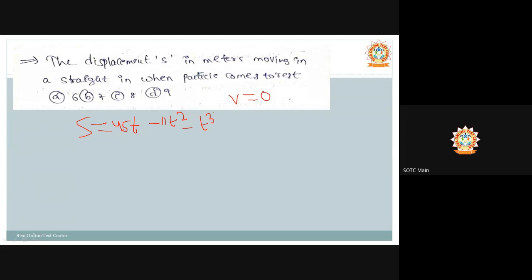So then you will get the answer. So first try to calculate the velocity from this. What will become? It is 45 minus 22t minus 3t square. So if you wish to make it 0, then find the roots from this, or the other option is to tell this.